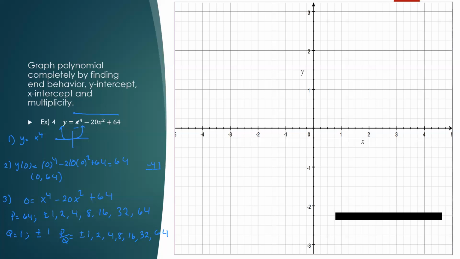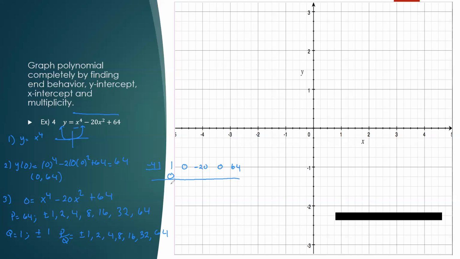So starting with x to the 4th, it has a coefficient of 1. We don't have a power cubed, so we're going to replace that with 0. Our power 2 has a coefficient of -20. And then we don't have a power 1, so replace that with 0. And then our constant is 64. Okay, put a placeholder under 0.